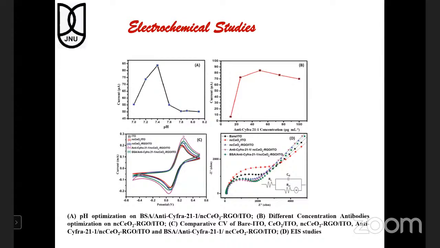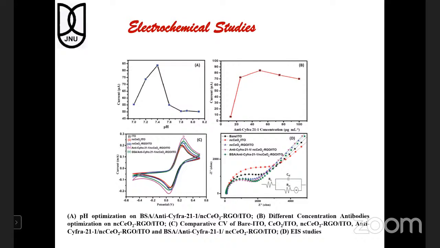Again here we have confirmed how much antibody concentration should be immobilized onto the electrode surface. You can see that it varies from 10 microgram per ml to 100 microgram per ml. But the 50 microgram per ml is showing the maximum current, and then it starts to decrease. So we used this 50 microgram per ml antibody concentration for making the electrodes. And this is the different electrochemical behavior of the electrodes.